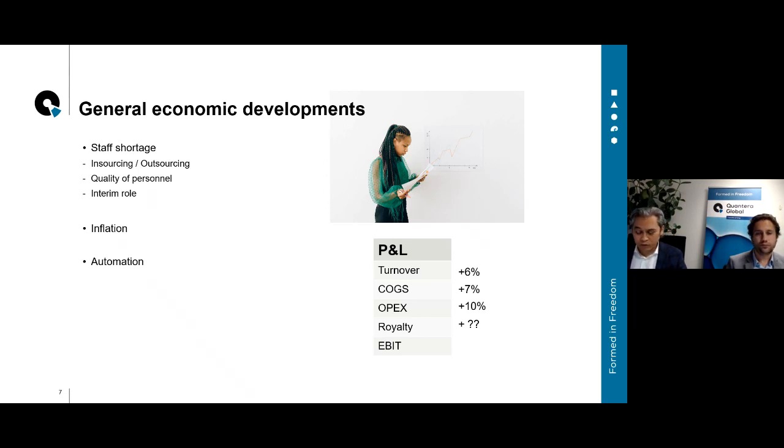Something that also will not come as a big surprise is the inflation. Everybody's speaking about it. I think in the Netherlands, November was around 11.2%. Unbelievable. But it's not only in the Netherlands, it is everywhere. And it has a big effect on companies.